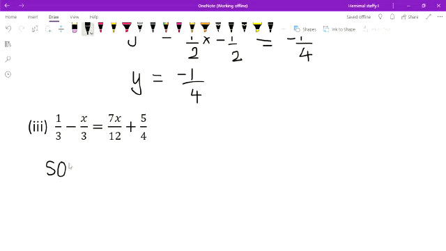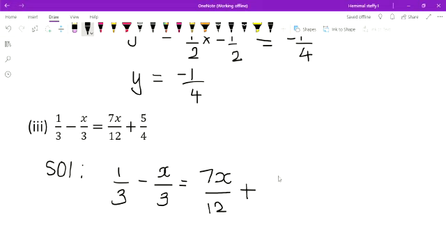Constants that side. So now I bring down the 7x to this side. First I am going to write the question: 1 by 3 minus 6 by 3 is equal to 7x by 12 plus 5 by 4.